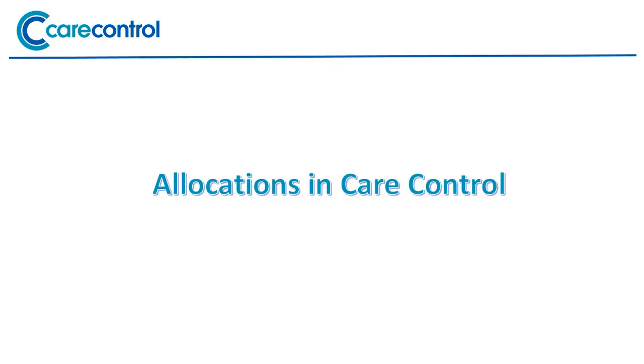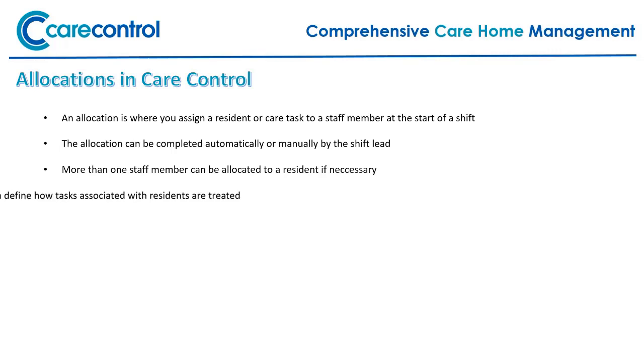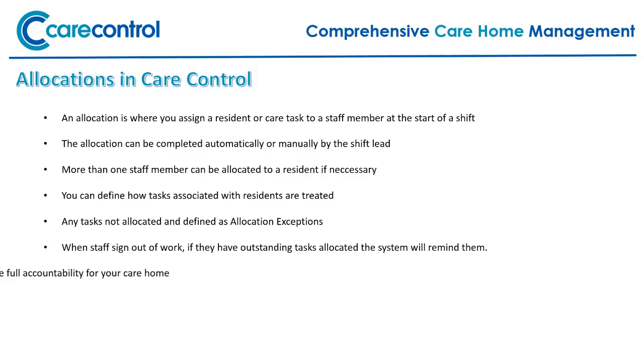The allocations can be completed automatically or manually by the shift lead. More than one staff member can be allocated to a resident if necessary. You can define how tasks associated with residents are treated. Any tasks not allocated and defined are treated as allocation exceptions.